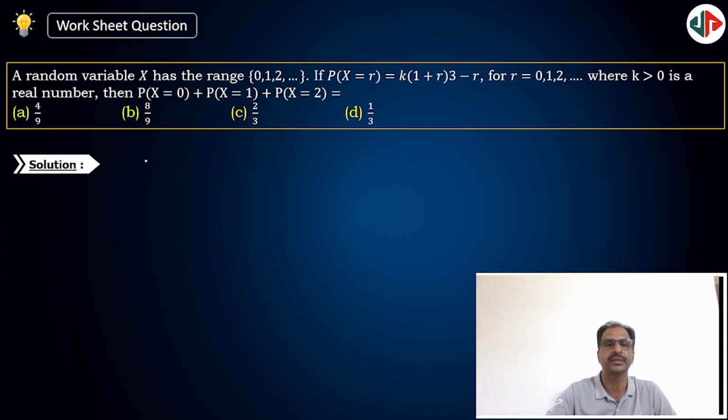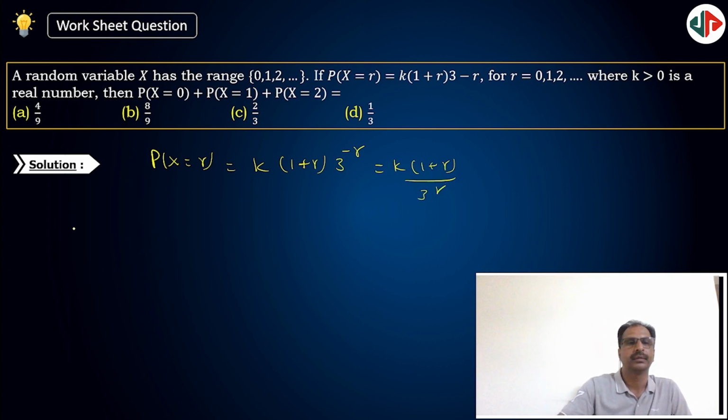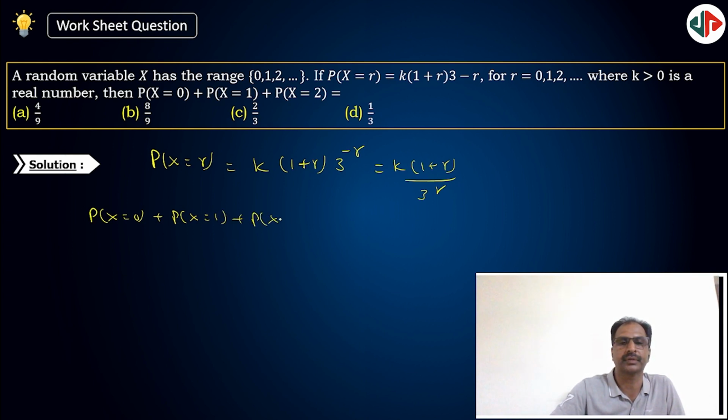Next, a random variable has a range 0, 1, 2, 3, and so on, and P of x is equal to r is k into 1 plus r into 3 power minus r, not 3 minus r, which means k into 1 plus r by 3 power r. Now what is the sum of all probabilities? 1. That is P of x is equal to 0 plus P of x is equal to 1 plus P of x is equal to 2 and so on is equal to 1.